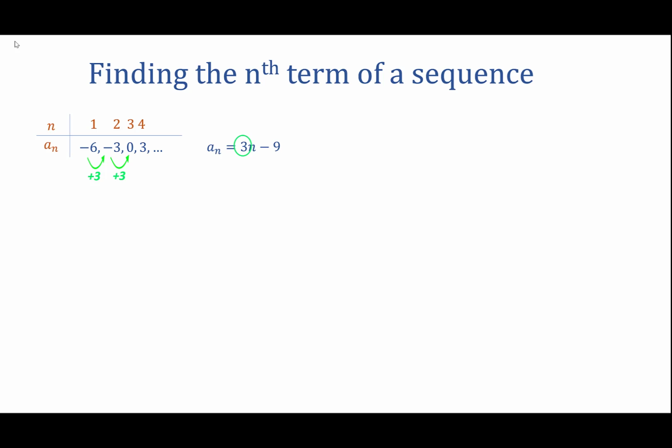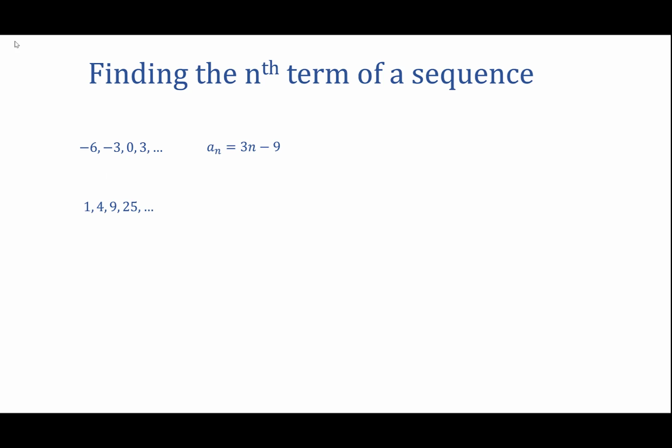And then you just have to figure out what the last value is. What is it that you have to add or subtract to make this formula work? You can do that by just plugging in a value of n. If we look at the first term, n is 1. 3 times 1 is 3. What do I have to add or subtract to get to my term value of negative 6? I have to subtract 9. So 3n minus 9 works. And you can test it for all of the values.